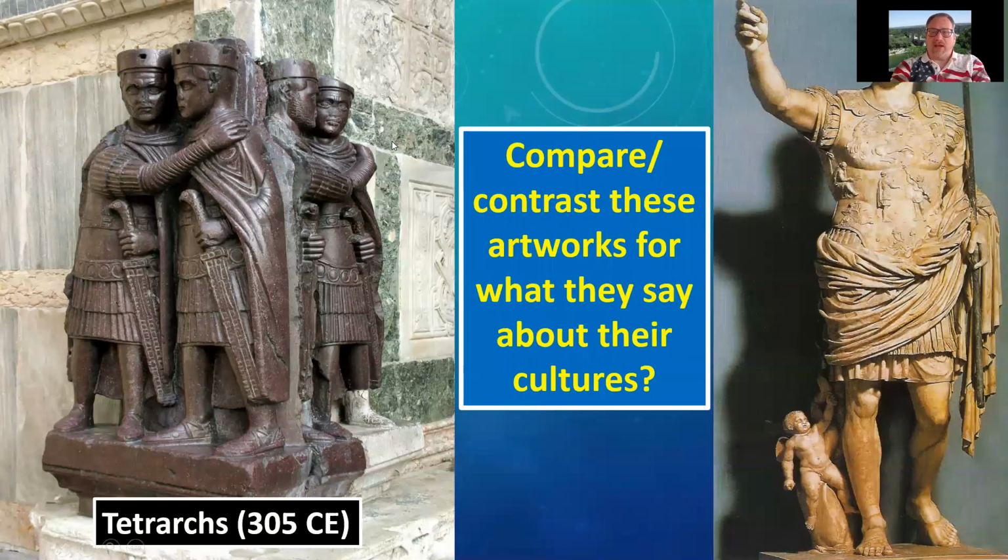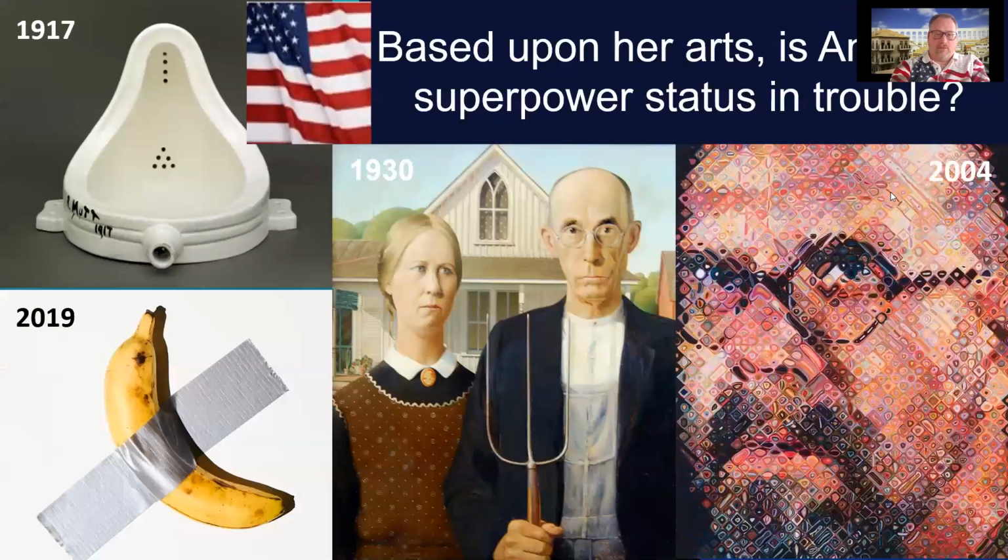And we can compare and contrast the high point of any art period with the period at the very end to show the radical differences and changes in power dynamics when they're at their heyday, like the Augustus of Prima Porta over here versus the tetrarchs. So the question we have to ask then, based upon our American arts today, is America's superpower status in trouble?